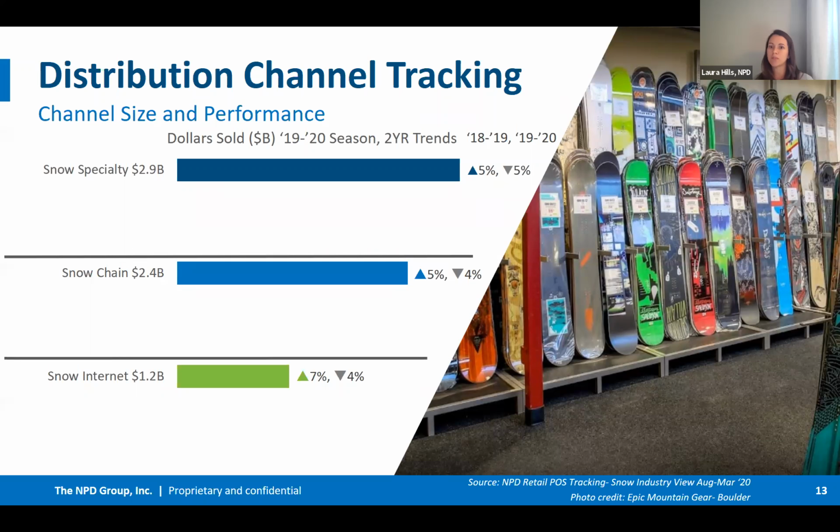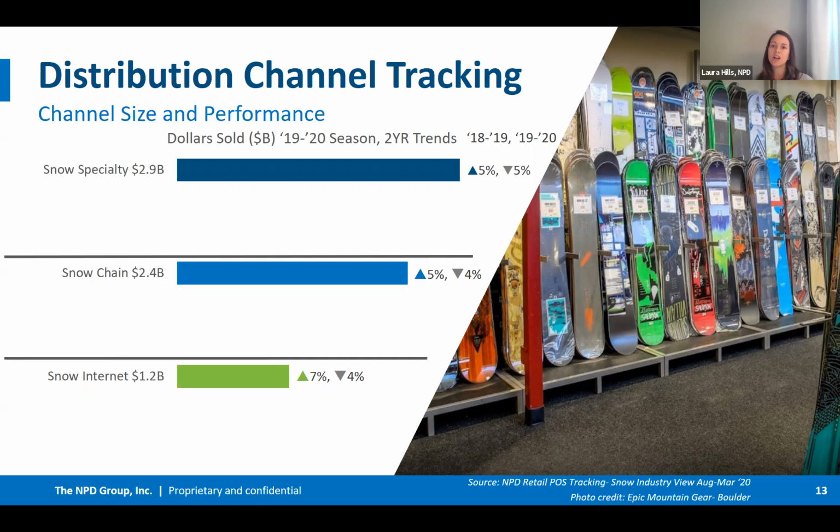So reading the chart from top to bottom, we see that snow specialty is the most important channel by volume when you account for all super categories. So this is apparel, accessories, and then winter hard goods. It's a $2.9 billion business, and it fell 5% this last season. But if we look a season previous, it actually grew 5%. Snow Chain is the next largest due to the volume of soft goods, and it too has lost this past season what it gained the season prior. So it fell 4%, but the season previous it had gained 5% in dollars sold.